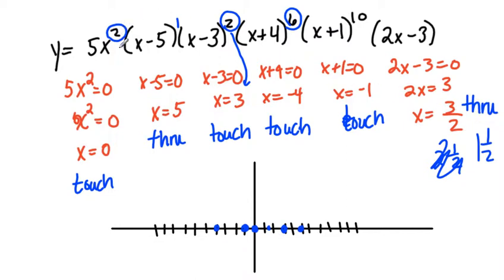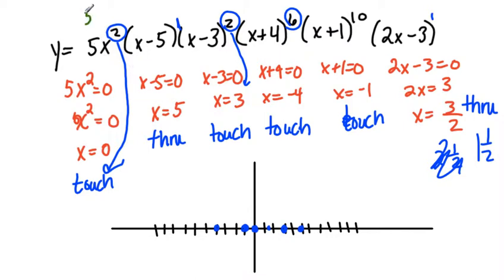Okay, so once again, let's review that. So 2 is an even, it touches. 1 is an odd, so it goes through. 2 is an even, so it touches. 6 is even, it touches. 10 is even, it touches. And at 3/2 it goes through because 1 is odd. Alright, now one of the last things we have to do is get the leading term.